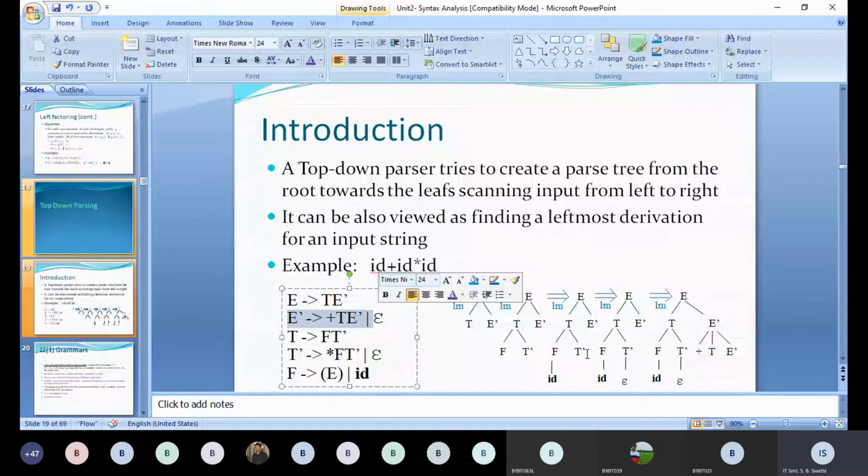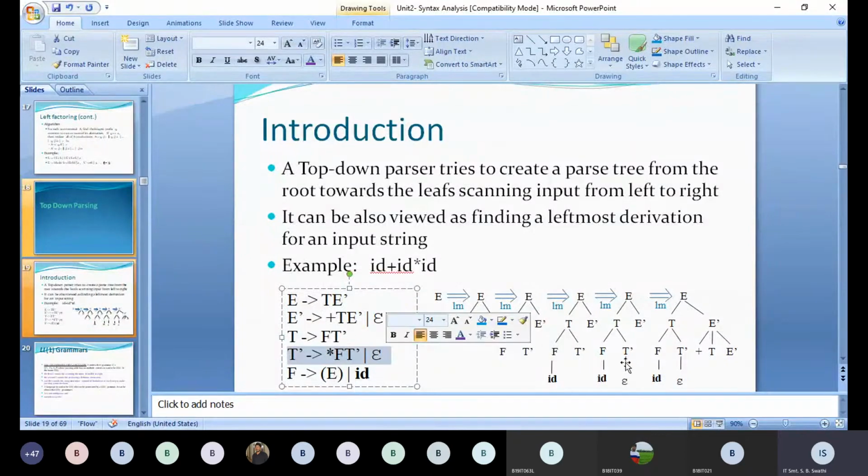For this T', we cannot leave it, and we cannot go for E' to replace E' with this expression. So here we check: T' has another production, epsilon. Since we have two replacements for T', the first one is not suitable because it does not match the given input. We take the second one, replace T' with epsilon, and then go for E'.